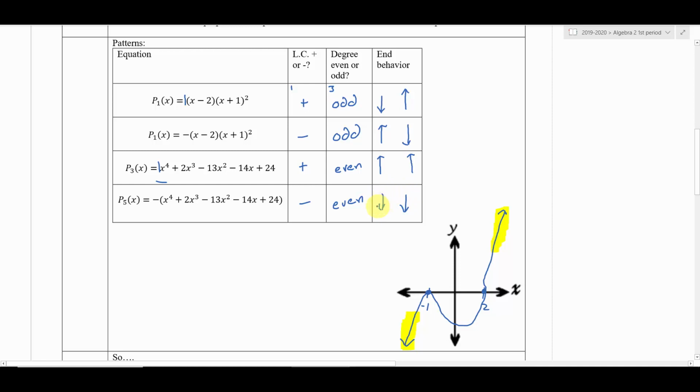Okay, so as it turns out, we can use this pattern that we see here to tell us about any polynomial that we might encounter. If I ever get a polynomial that has a positive leading coefficient and an odd degree, it will always be down, up. If I get a polynomial that has a negative leading coefficient with an odd degree, it will always be up, down. Okay? If I ever get a polynomial that is positive and even, it'll always be up, up. And then if I ever get a polynomial that's got a negative leading coefficient and an even degree, it'll always be down, down.